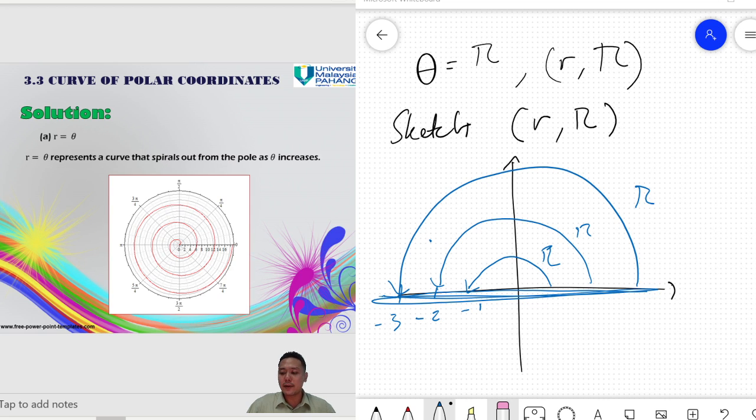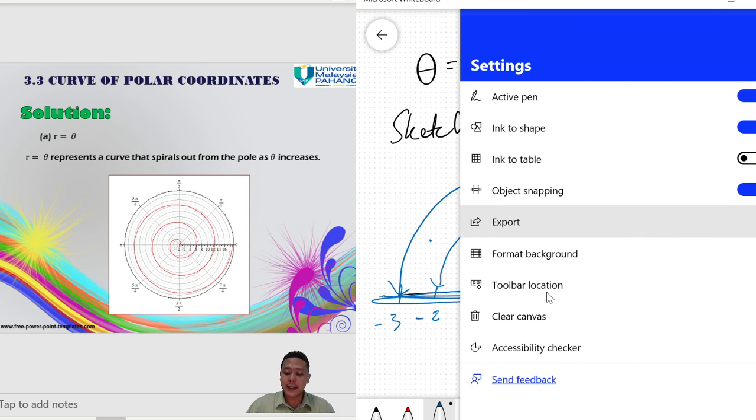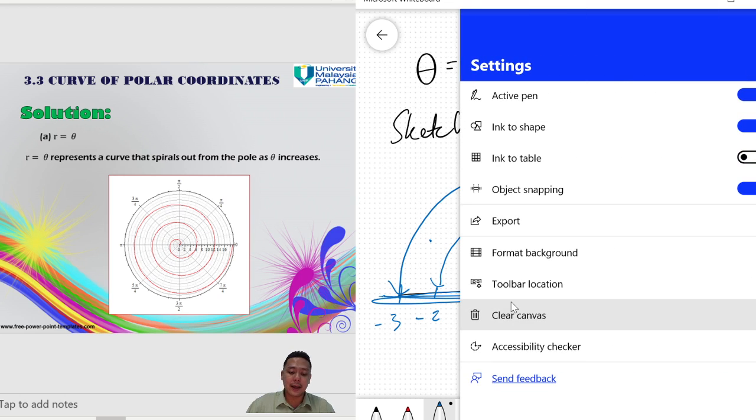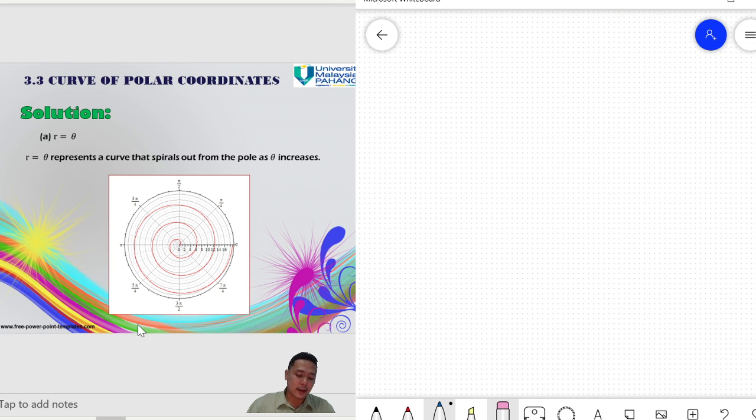Okay, this one you can read it on your own. If we assign r equals theta, it will be a spiral. Okay, this is quite visual. It's very hard to sketch it, but yes, because the theta is unfixed there, then it will be a spiral.